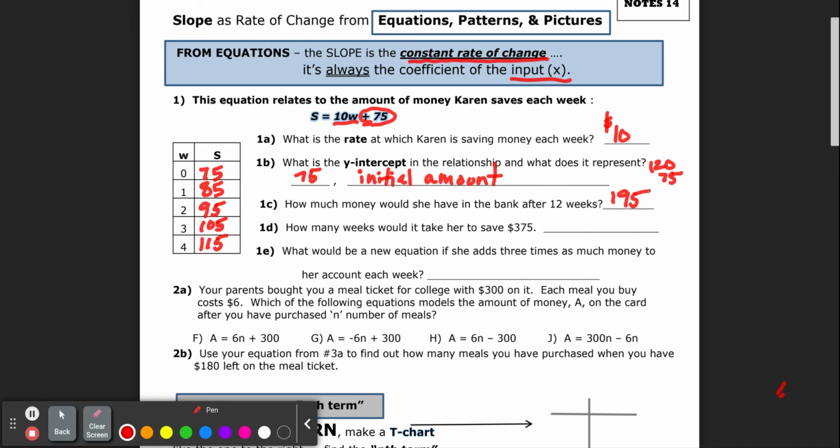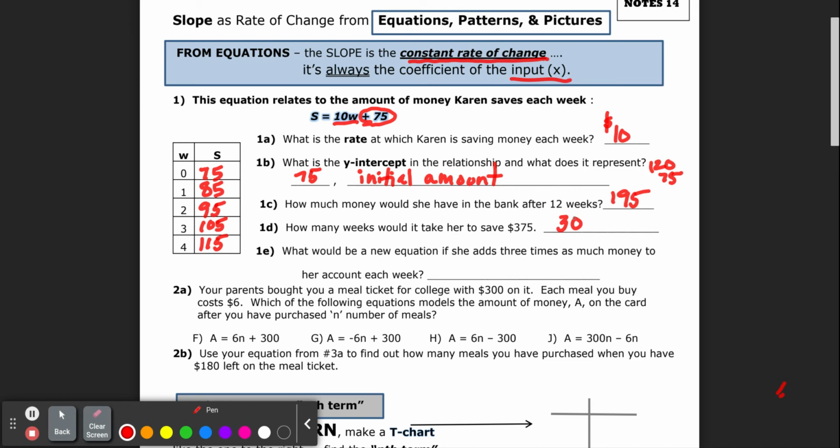All right, 1D, how many weeks would it take her to save 375? Well, if I put 375 in place of S, that's like a two-step equation. So you take 375 minus 75 is 300. 300 divided by 10 would be 30. So it would take her 30 weeks.